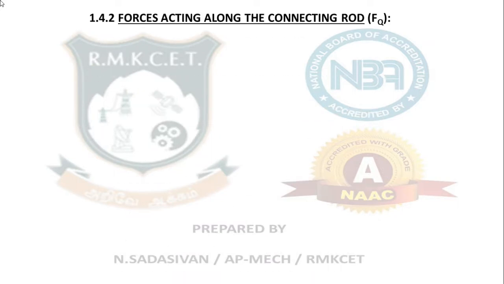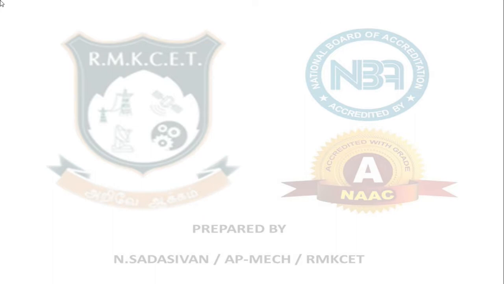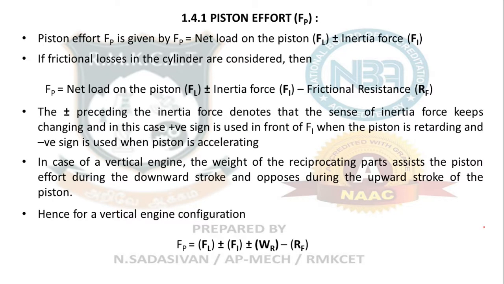So that is the end of your FP. The generic formula for FP: piston effort equals load on the piston due to gas pressure plus or minus inertia plus or minus weight of the reciprocating parts minus frictional force. One thing I want to summarize here is that these two will always be there for all the problems. This one will come only if you have a vertical engine problem. Okay, vertical.